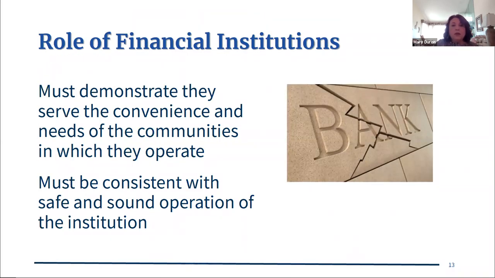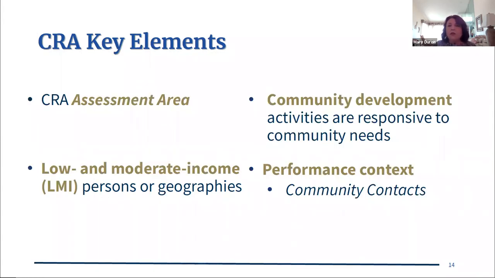So what's the role of the financial institution? Well, they have to demonstrate that they serve the convenience and needs of the communities in which they operate, and they have to operate within the boundaries of safety and soundness. So there are four key elements, and we're going to dive into each one of them.